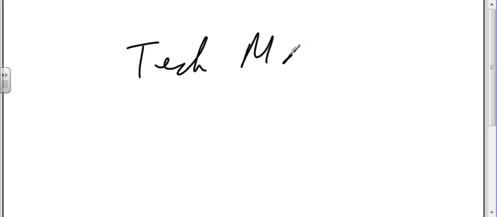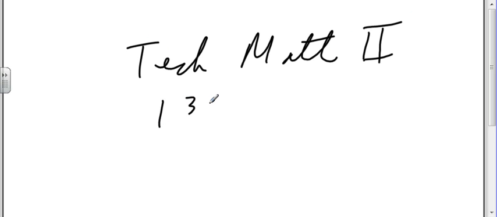This is Tech Math 2. And we're in sections 13.3 and 13.4 today.